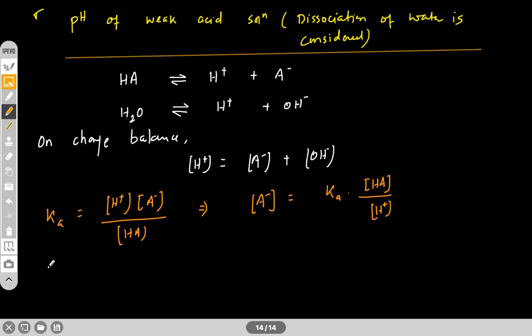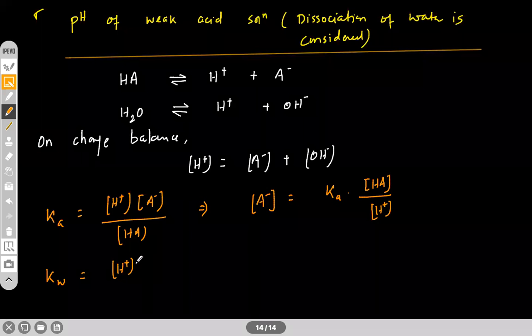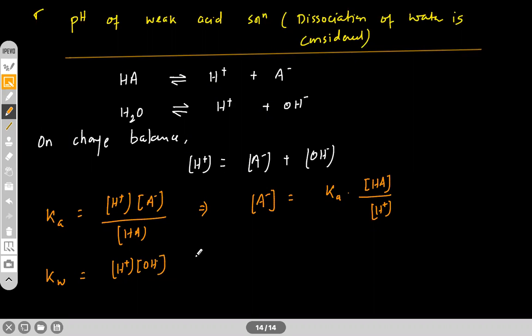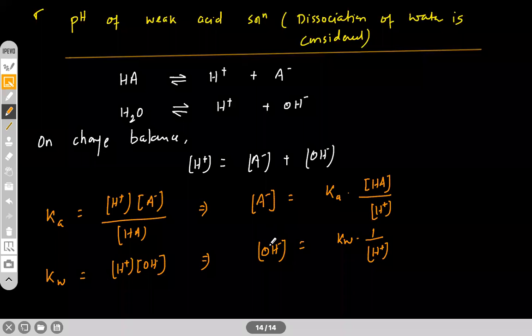Similarly, the expression of Kw, if you see, it is H plus and OH minus, and the concentration of OH minus equals Kw by H plus concentration. Actually, what we are trying to do, we have H plus already here. If A minus and OH minus we substitute in terms of H plus, then we can find out the total concentration of H plus. And that is what we are doing. Now this A minus and OH minus we will substitute in this equation.